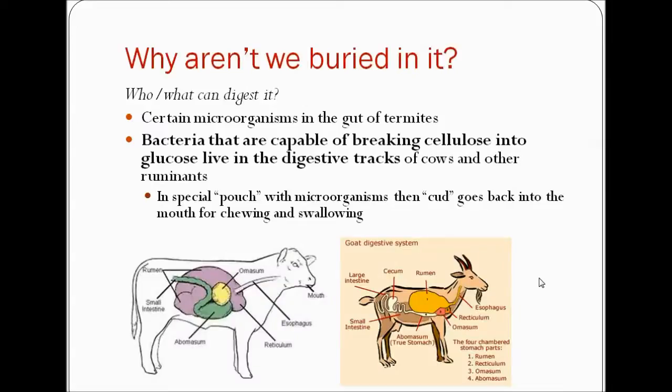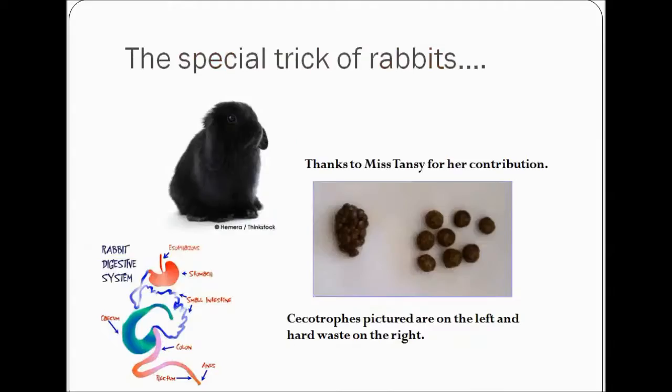Whoa! If we can't break it down, why aren't we buried in it? Well, it turns out bacteria in the guts of certain animals, including termites, break it down for us. So that's how a ruminant works. They have several stomachs, which you've heard about. Well, there's one pouch with the bacteria in it that breaks those bonds for them. So it kind of goes through there. So they depend entirely on those bacteria to break cellulose so they can get energy.